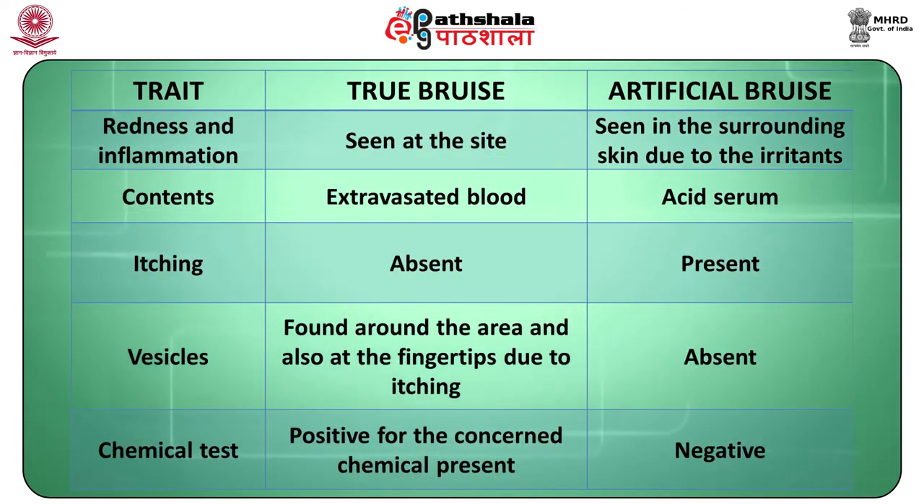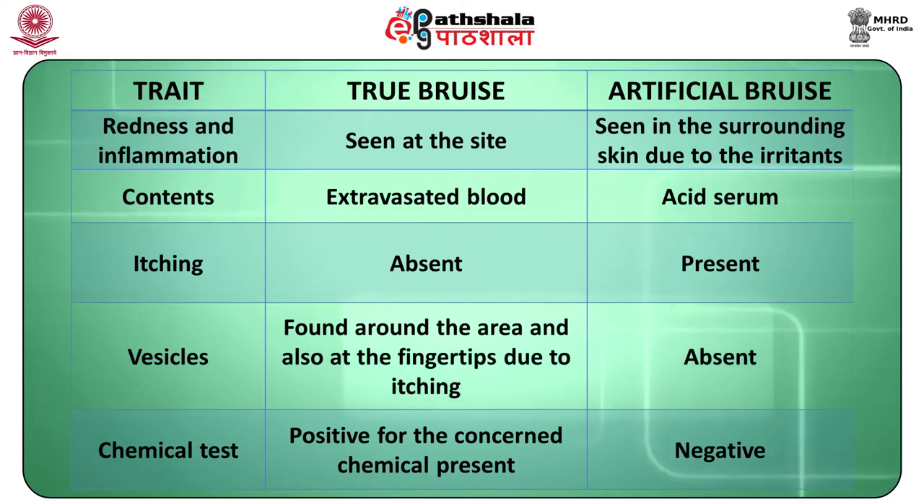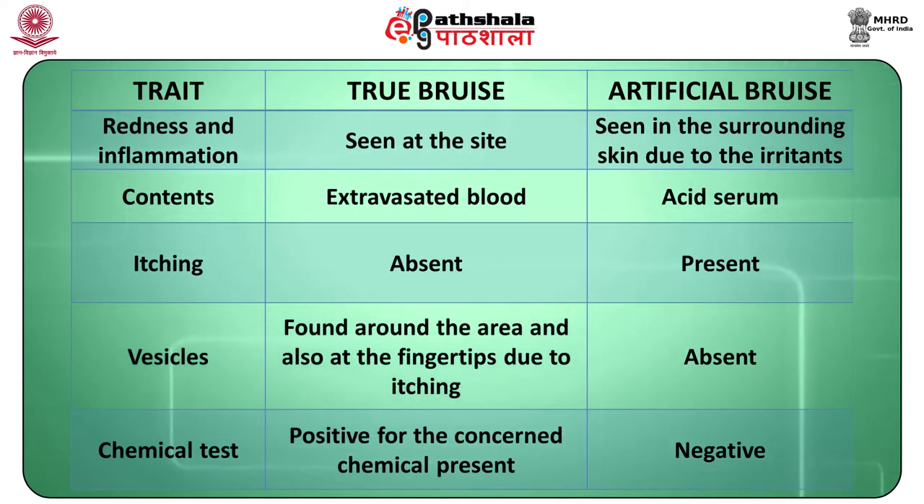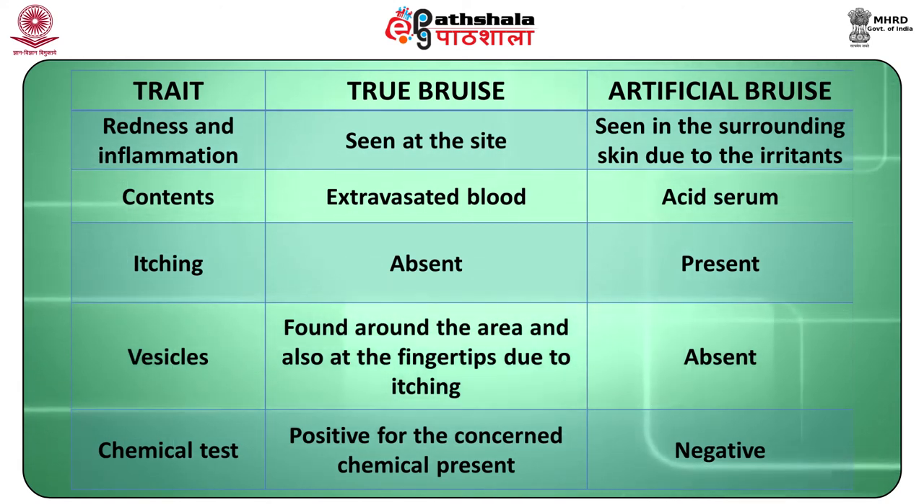The redness and inflammation will be seen at the site in a true bruise, whereas it will be in the surrounding skin due to the irritant effect in case of an artificial bruise. We examine the contents of the bruise or vesicle. Sometimes it will be extravasated blood in case of a true bruise, whereas it will be acrid serum in case of an artificial bruise. Itching will be absent in a true bruise, present in an artificial bruise. Vesicles may be found there in case of an artificial bruise.